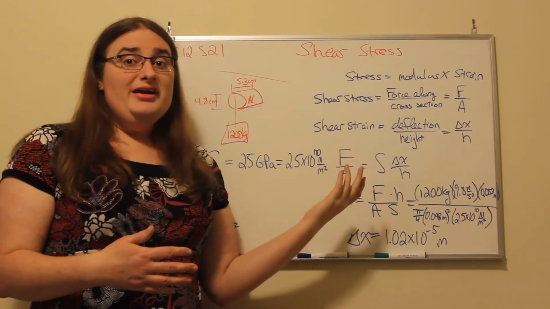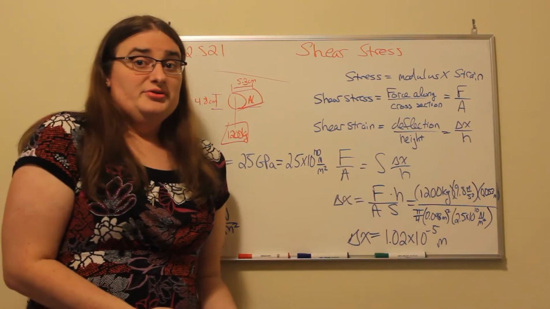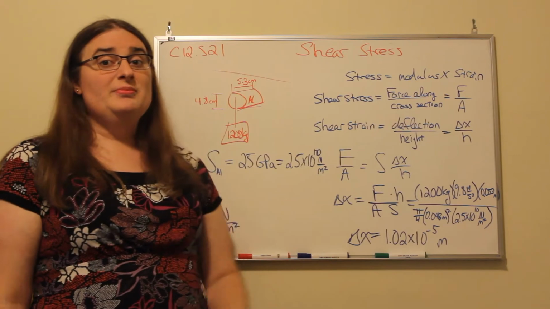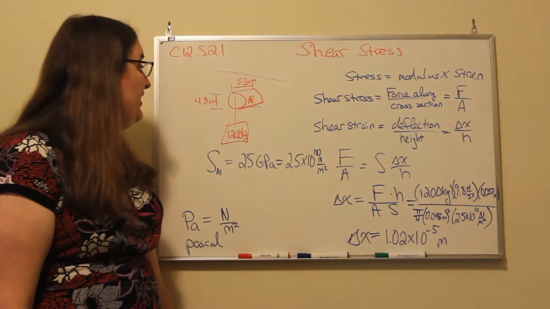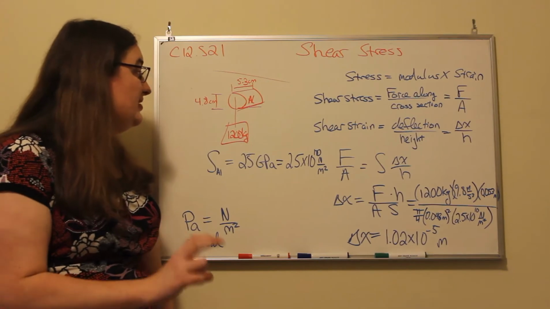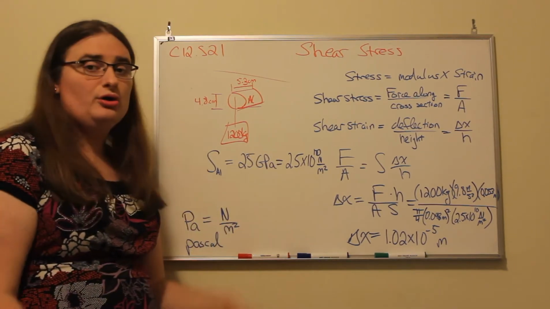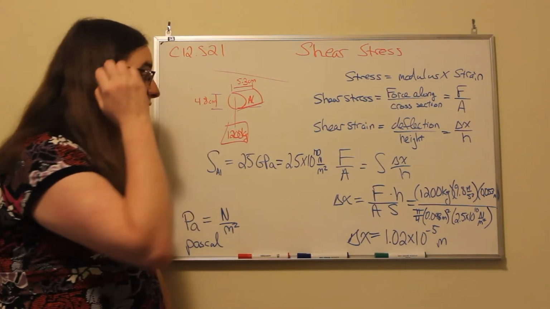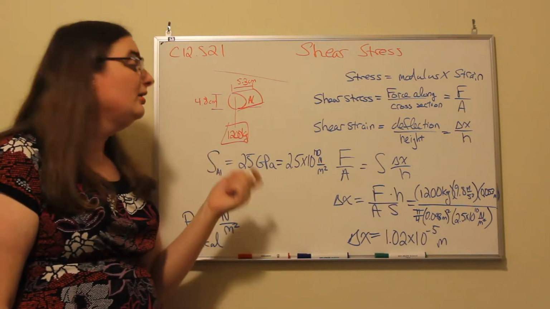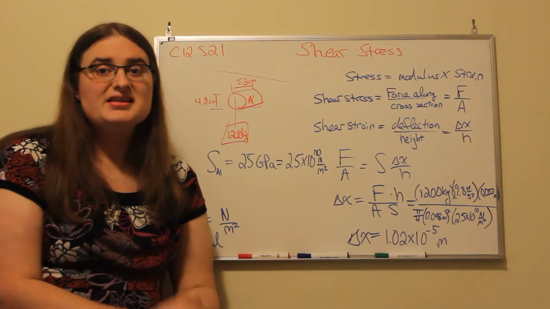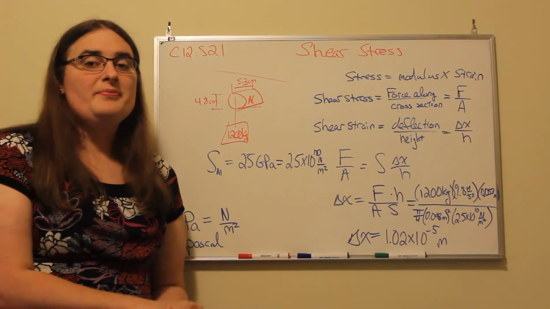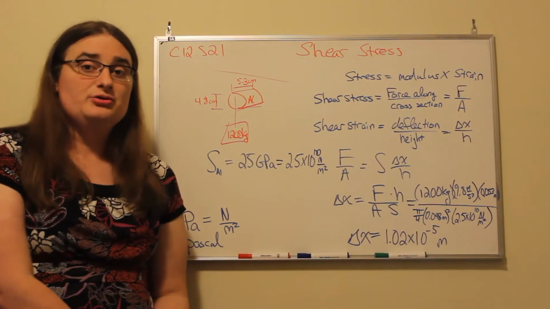So think back, y equals mx plus b. Why do we use m? We use m for modulus. So for this problem, there's a 4.8 centimeter diameter aluminum post that's protruding 5.3 centimeters from a wall. And there's a 1,200 kilogram mass that's being suspended from the end of that post.